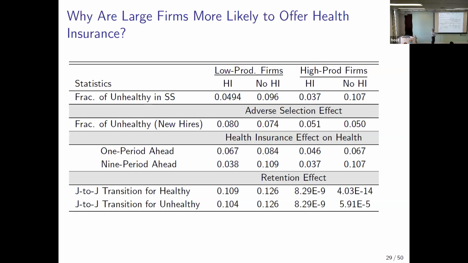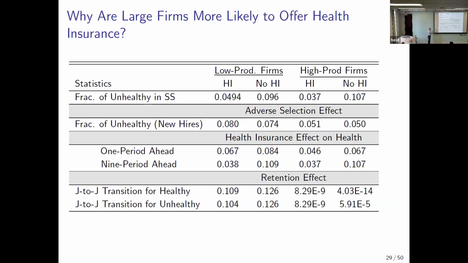If you are Google, who are the new hires of Google? They include some who are from unemployed, but also a lot of them are actually job-to-job switchers who were working for some other firm that is not as productive as Google, but still quite productive. And they were offered health insurance before switching to Google, right? So in other words, the potential pool of new hires that Google, the high productive firms, are drawing from is a different pool than the low productive firms are drawing from in terms of new hires, right?